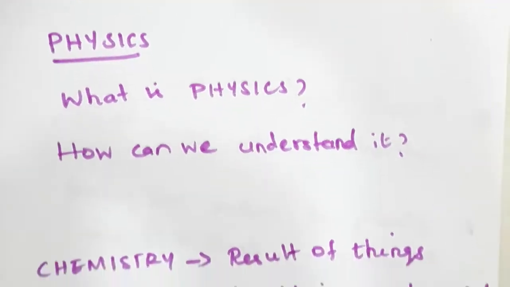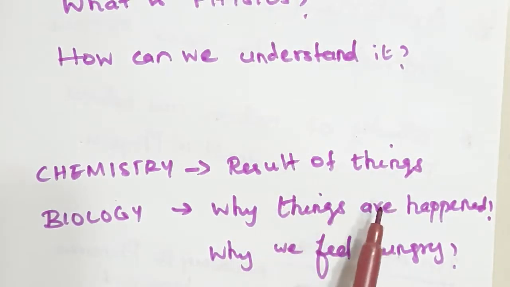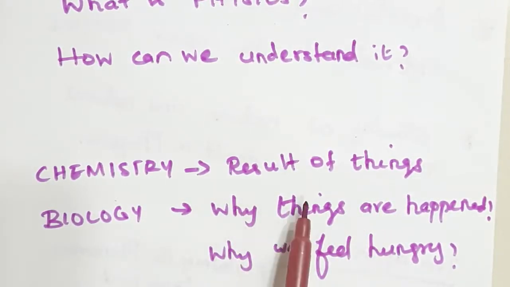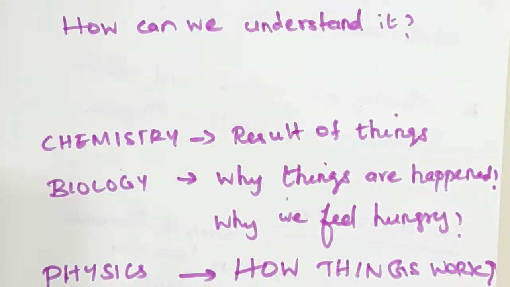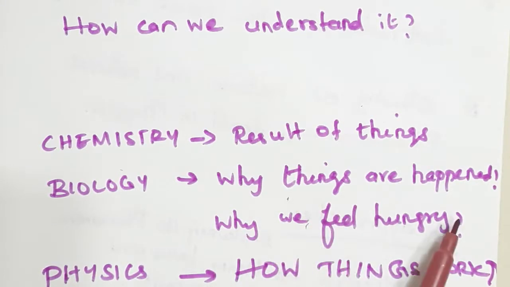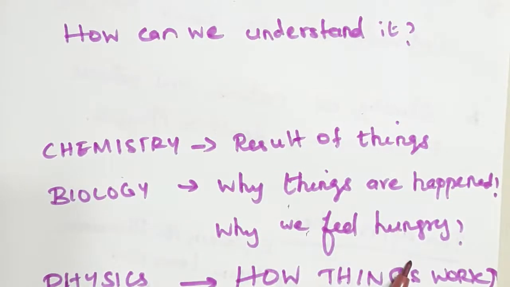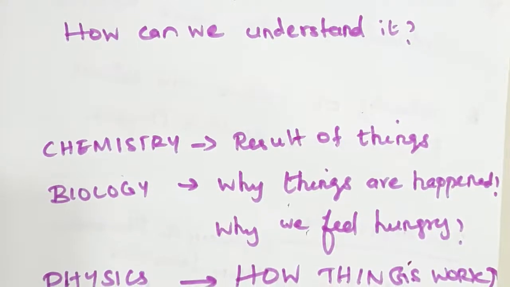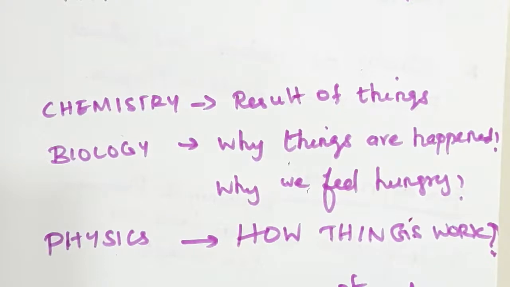You have heard about chemistry and biology also. Actually, chemistry tells about the result of the things that happened. Biology tells why things happen. Why we feel hungry, why we feel tired, etc. But only physics tells us how things work.